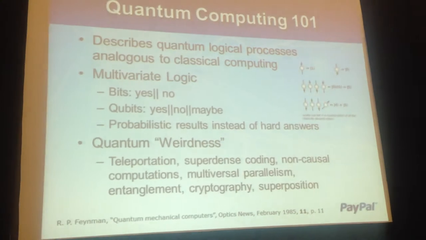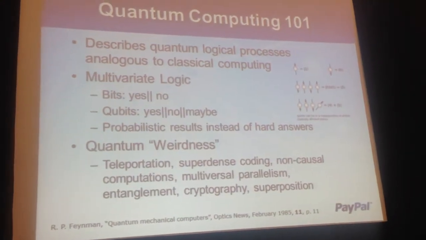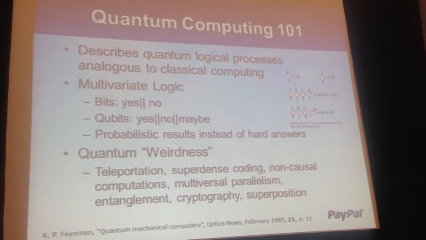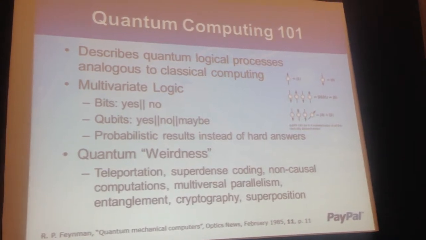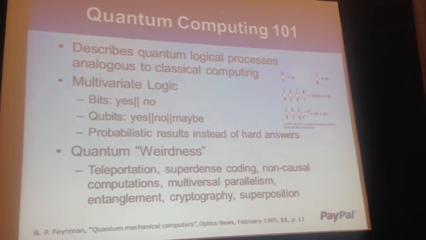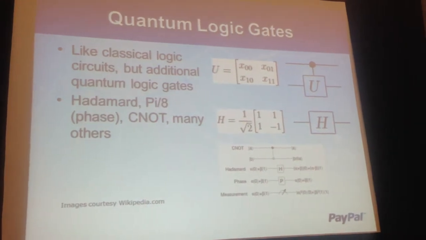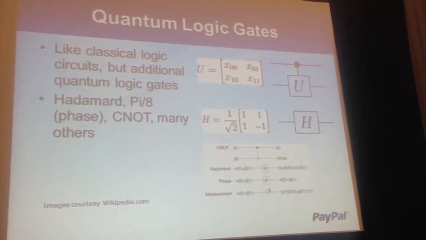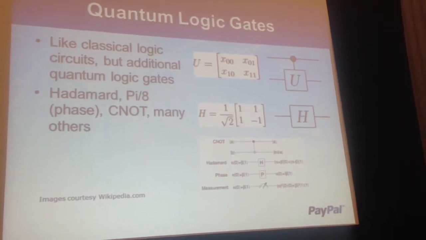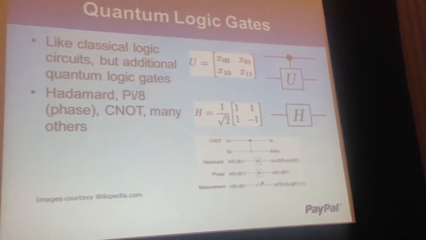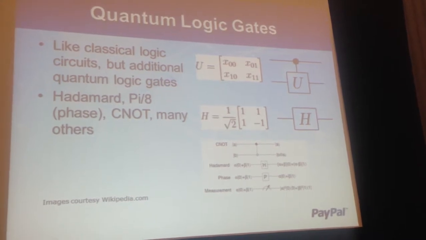There's also a lot of quantum mechanical effects in here. We get teleportation. We're going to talk about that in about 45 seconds. Some super dense coding, non-causal computations. That means that the cause and the effect aren't necessarily related. Multiversal parallelism, alternate universes and all that. A lot of craziness goes on in quantum computing. Quantum computing is based on circuits, which are made up of gates. These represent mathematical operators that operate on some hairy function that nobody can solve. So we use little pictures in order to illustrate these things, because if you actually tried to do those integrals, well, it wouldn't end well.